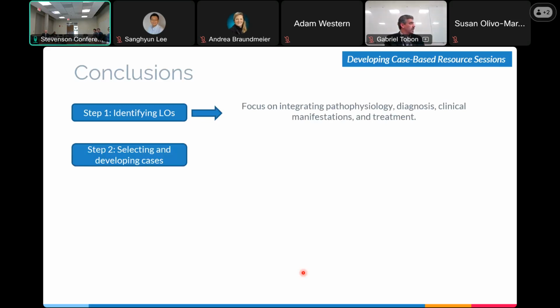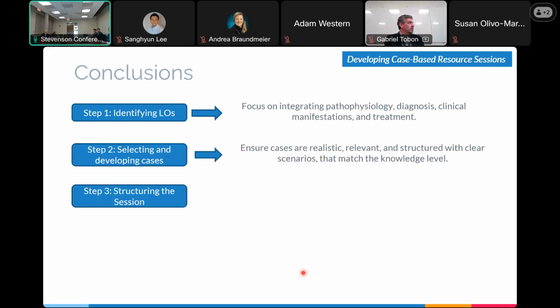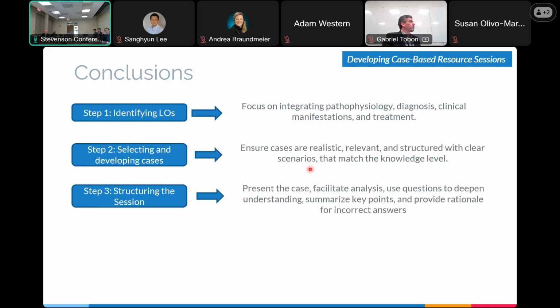The second step is selecting and developing cases. Here, cases have to be realistic, relevant, with clear clinical scenarios that match the knowledge level. Then, structuring the session with clinical presentation, analysis of the questions to incorporate more knowledge, summarize key points, and provide rationale for incorrect answers.